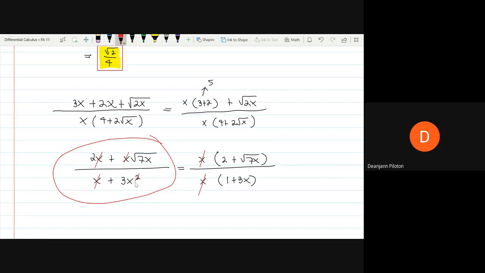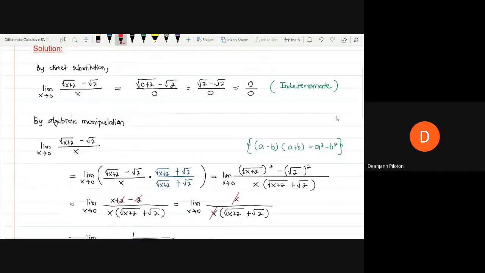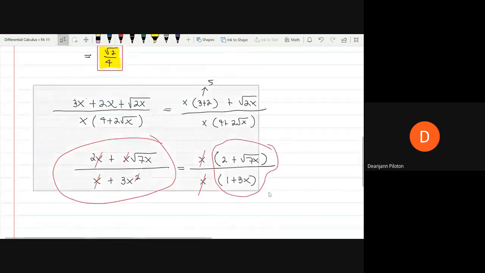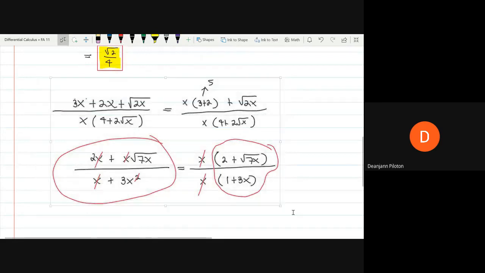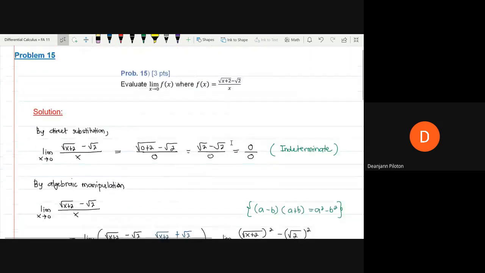You cannot cancel the entire x raised to 2. What remains is x raised to 1. Then the result is still the same. If you imagine removing the x's, what remains here is 3 times x raised to 1, which was the earlier result. Okay, so take note, class, when you simplify. Okay, so that is problem 15.